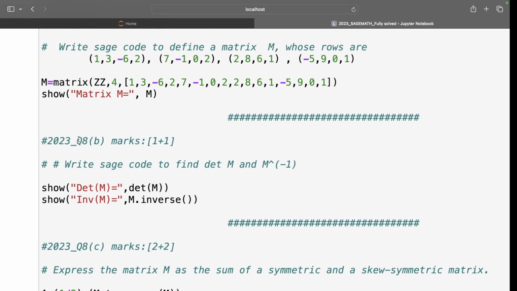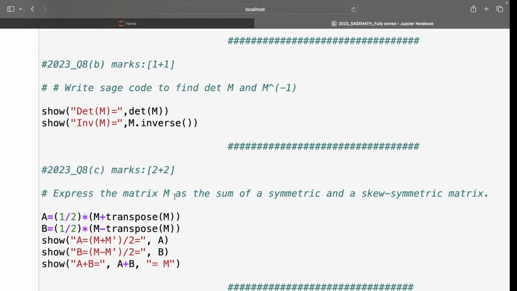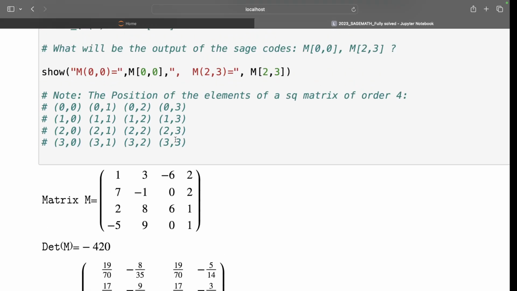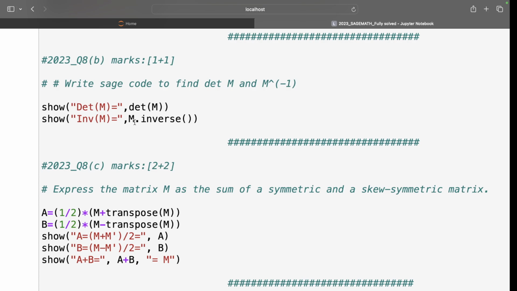Next question, 8b. This is the determinant of M. The det of M is the inbuilt function for the value of the determinant, and M.inverse is the inbuilt function for the inverse of the matrix. So we find the determinant of A equal to minus 420, and the inverse matrix of this value is obtained only by the command M.inverse.